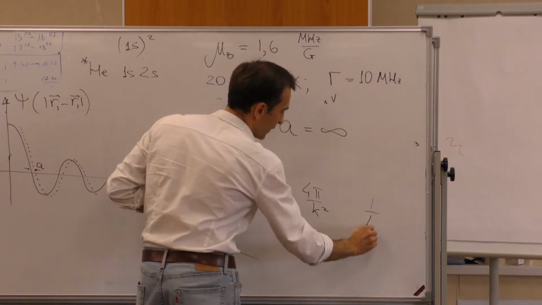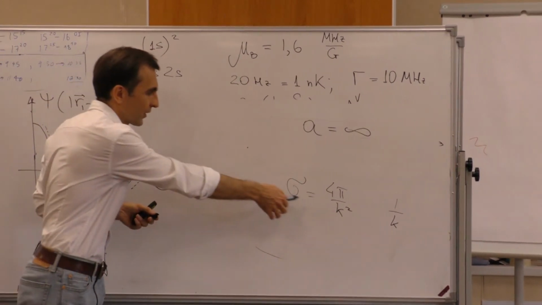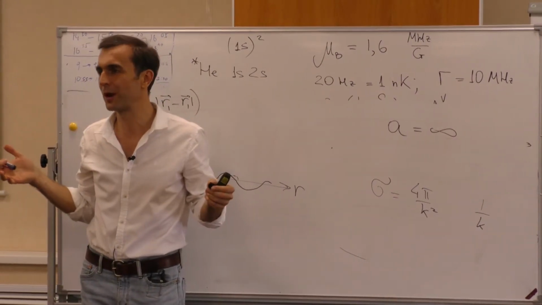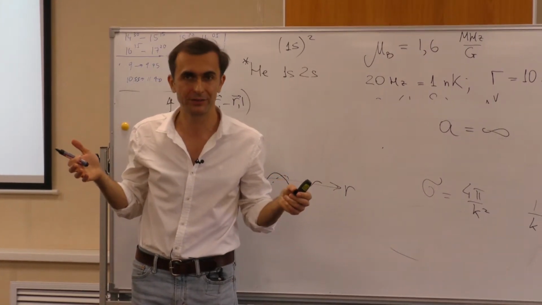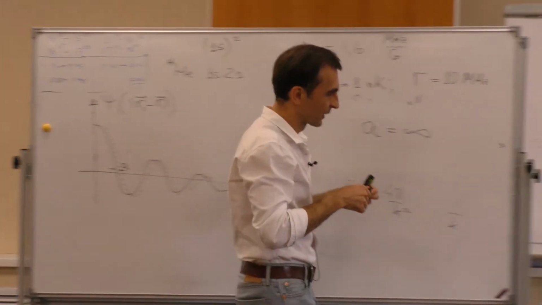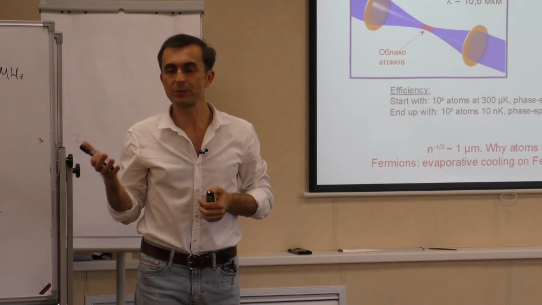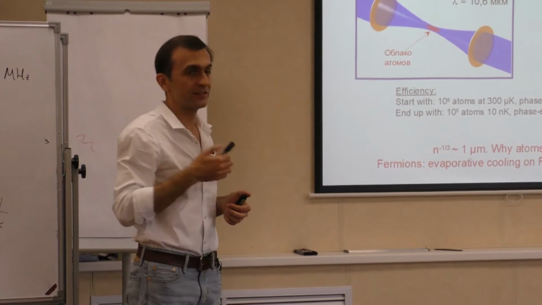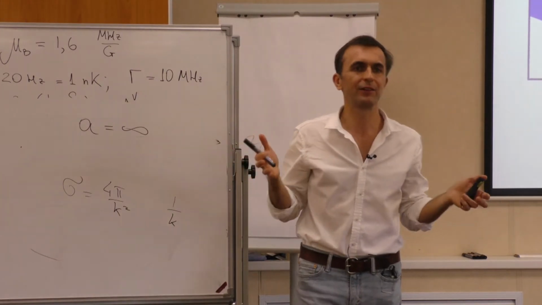And 1 over k, 1 over momentum, is the de Broglie wavelength. It's a very natural picture. The particle cannot be bigger than its de Broglie wavelength. And the biggest possible cross-section is the square of the de Broglie wavelength for particles without exchanging angular momenta. So the fastest way of evaporation is to use Feshbach resonance to tune the zero energy scattering length to infinity, which gives the biggest possible cross section, and evaporate.